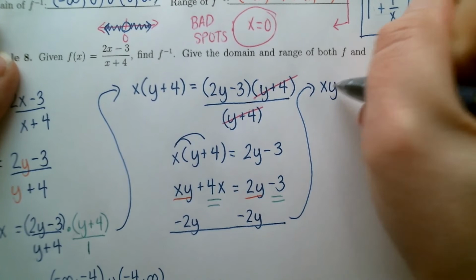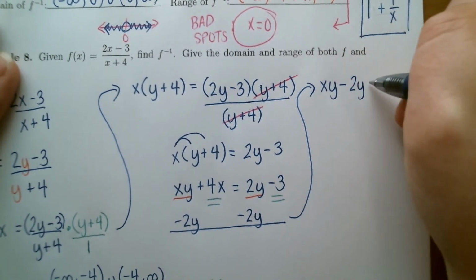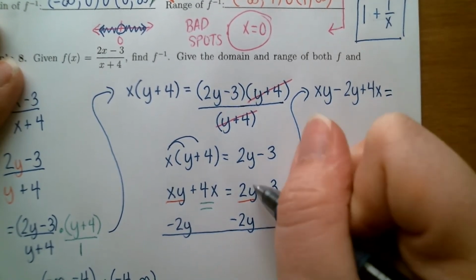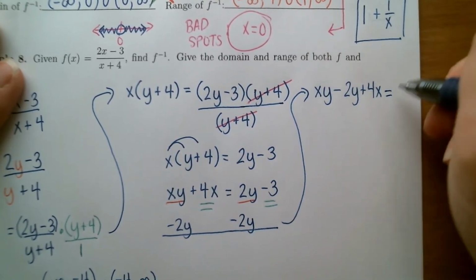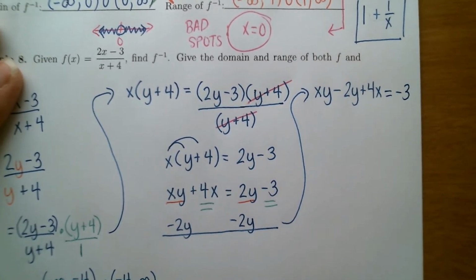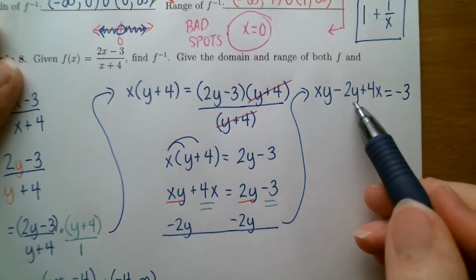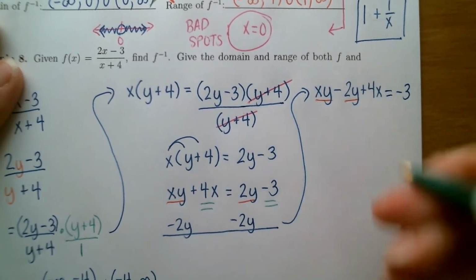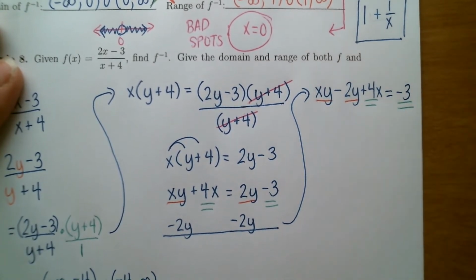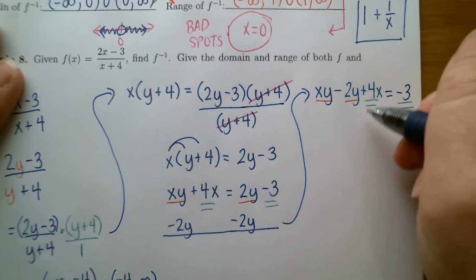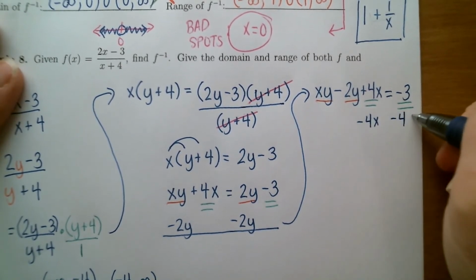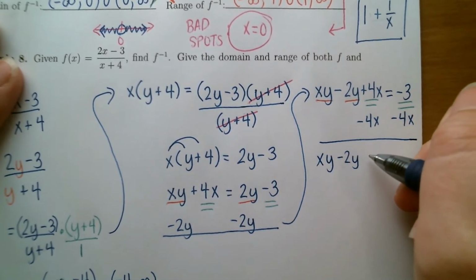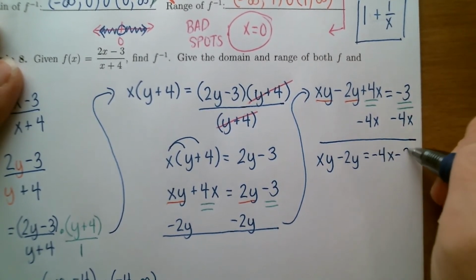x times y minus 2y. I still have the 4x on this side, equals, these guys will cancel because you have a positive and a negative, negative 3. Now, this has y, so that's cool. But this guy does not, so he needs to be moved over. So I'm going to move this over by subtracting 4x from both sides. So now I'm going to get x times y minus 2y is equal to negative 4x minus 3.